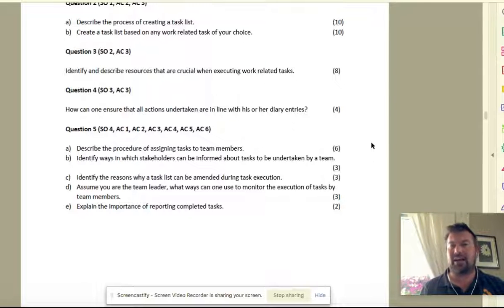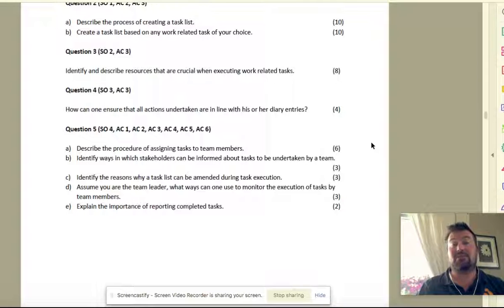How do you give feedback? How do you give information? What kinds of processes do you use in order to make sure that the stakeholders are kept informed of the progress of the tasks that are being undertaken? Then number C, identify the reasons why a task list can be amended during task execution.